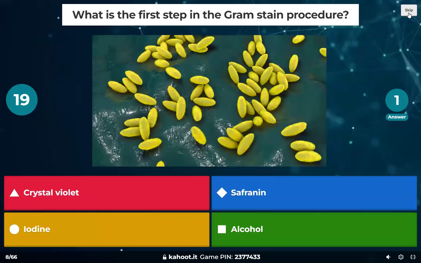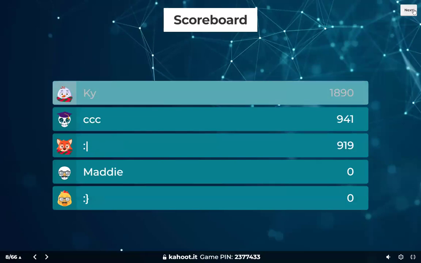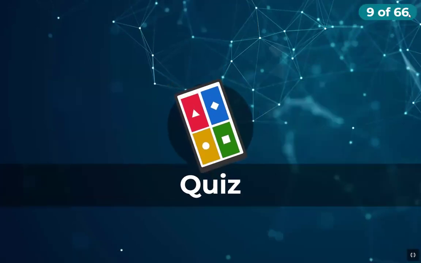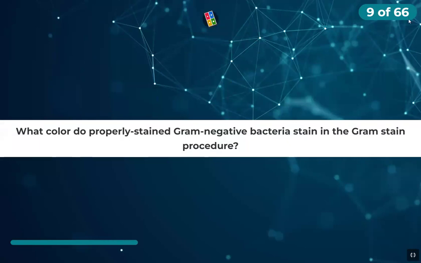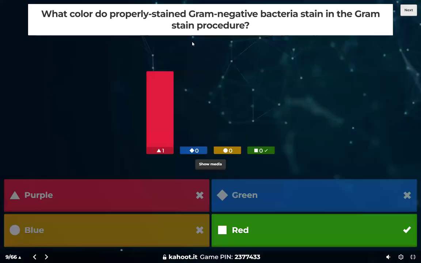First step in the gram stain. We know that's, we're still a good try, guys. Now it's like, if you can beat my click clock. Super quick answer. I need to get rid of this too.